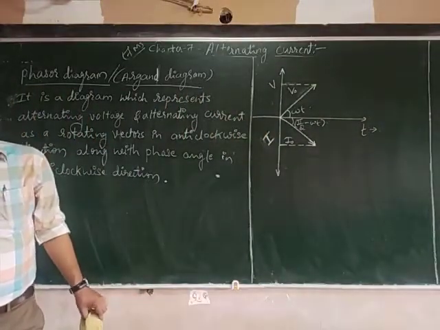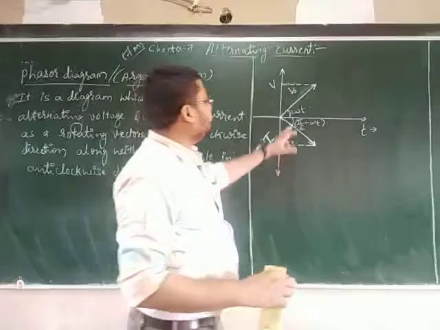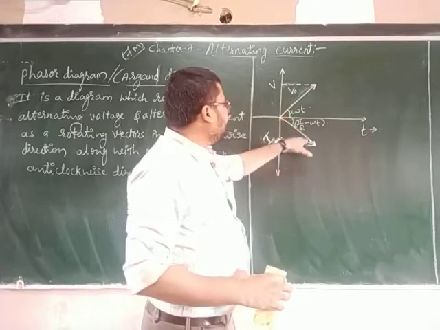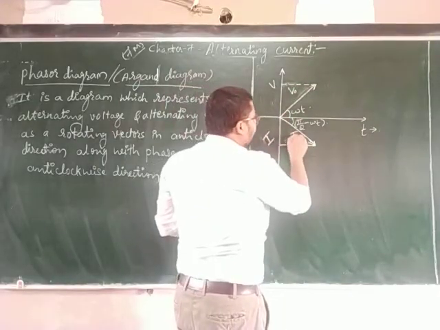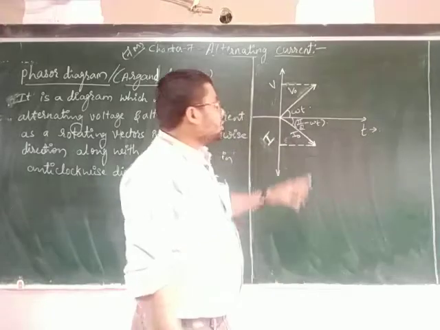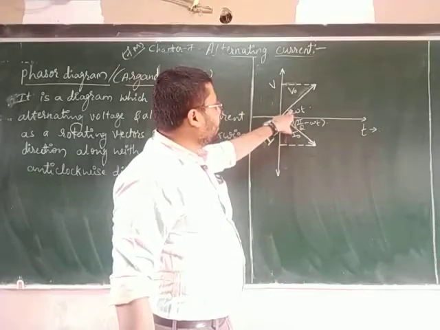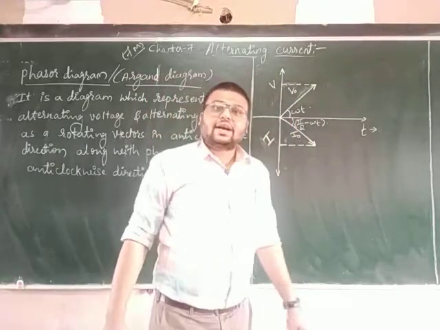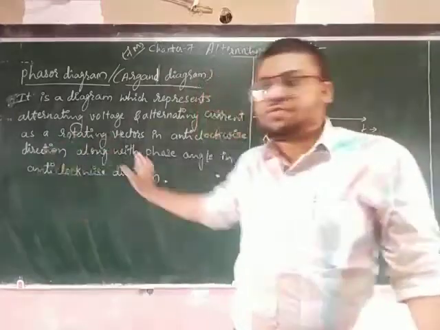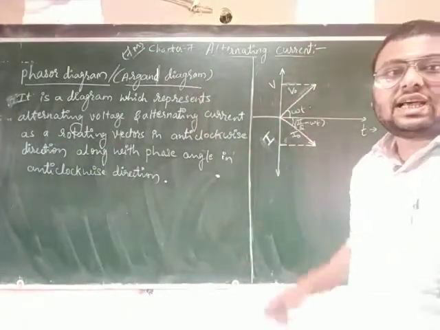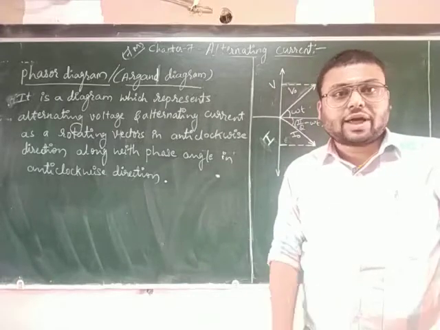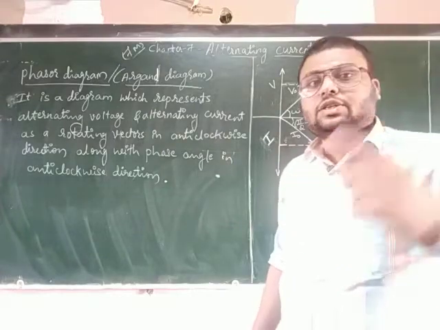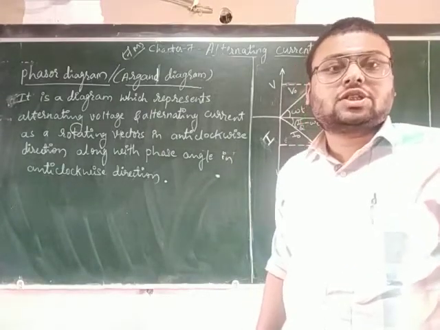So here, one line is going to represent alternating voltage, and one line is going to represent alternating current. So the angle between them is going to represent the phase difference between alternating voltage and current. Okay, just try to understand the definition. This will become clear from the upcoming derivations. Right? So to understand this one, you have to see the next video lecture. Okay.